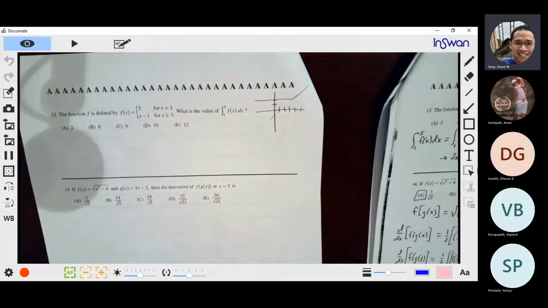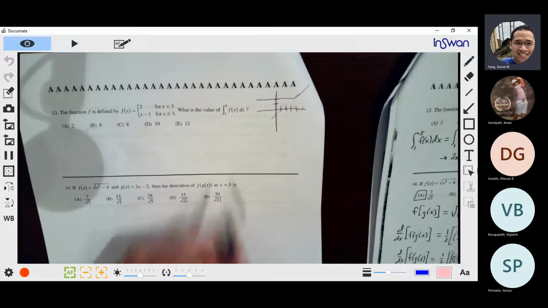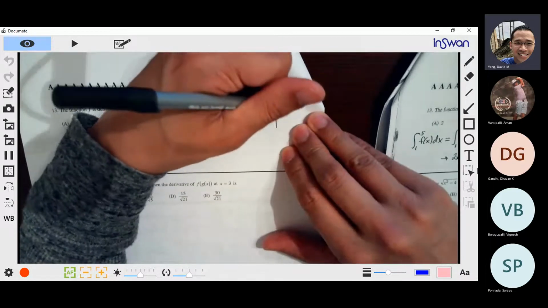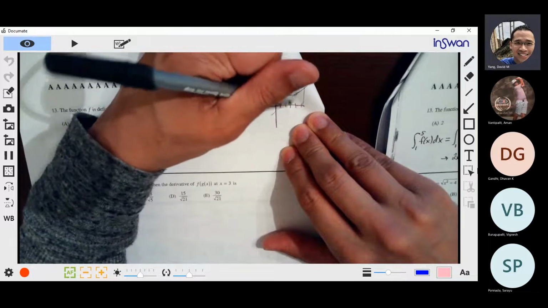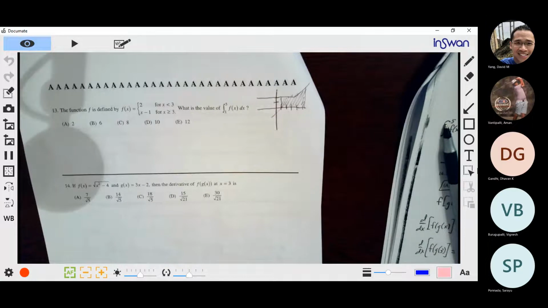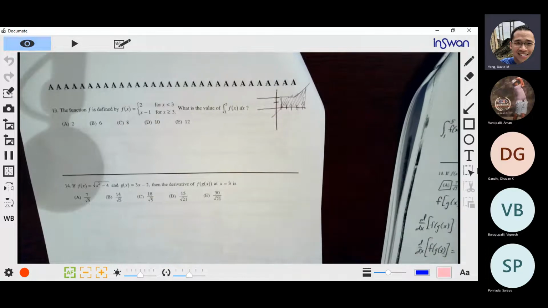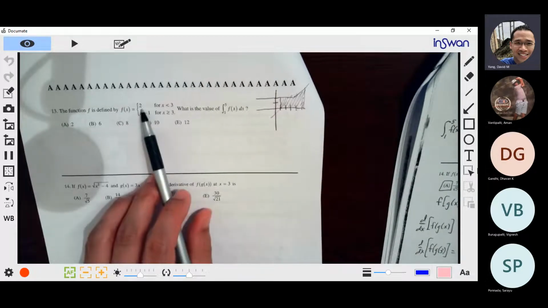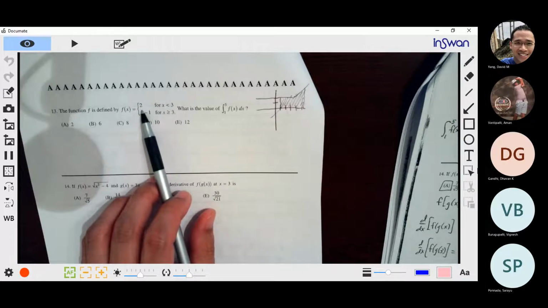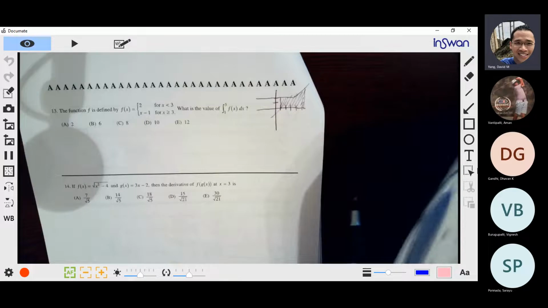So when it's asking for the definite integral from 1 to 5, it's asking us to total the region between the graph and the x-axis. So something like this. Okay. So we can think of it as adding up the areas under both graphs and then totaling them up. That's what I'm doing here.